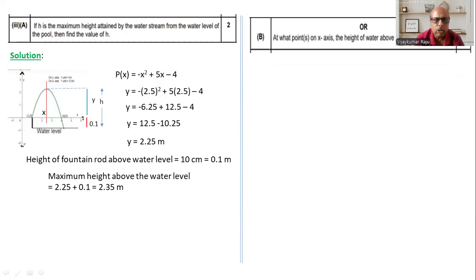At what point on the x-axis is the height of water above the x-axis 2 meters?